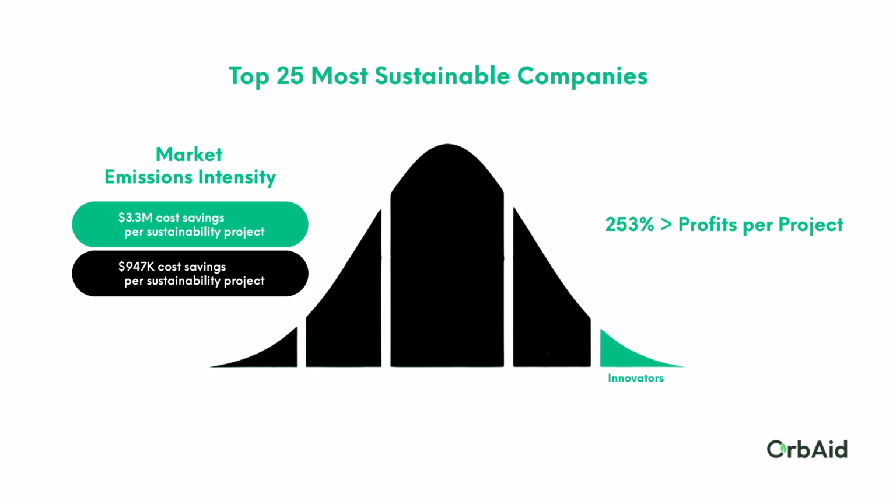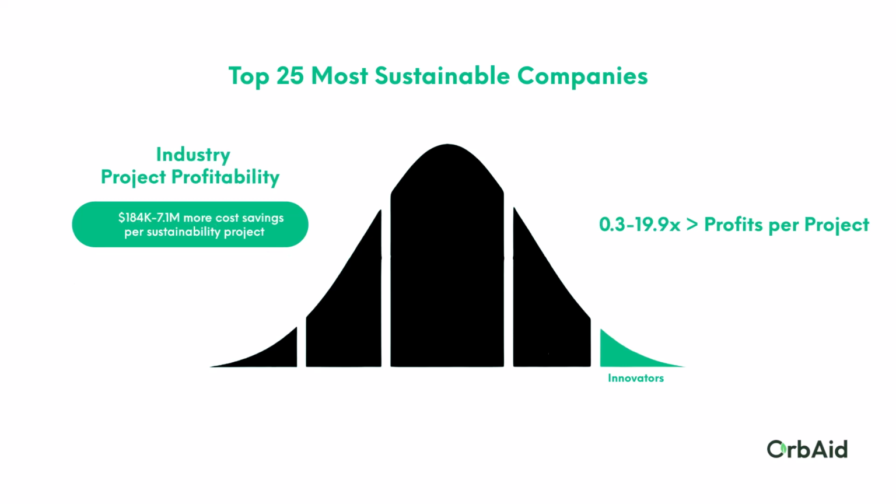The top 25 most sustainable companies averaged $3.3 million in cost savings per sustainability project. Thus, the top 25 companies across all industries generate over 250% greater profits per project versus the next 25 highest ranked companies researched.